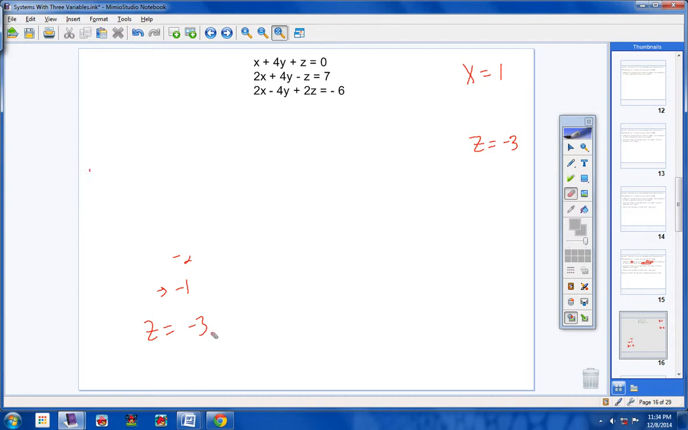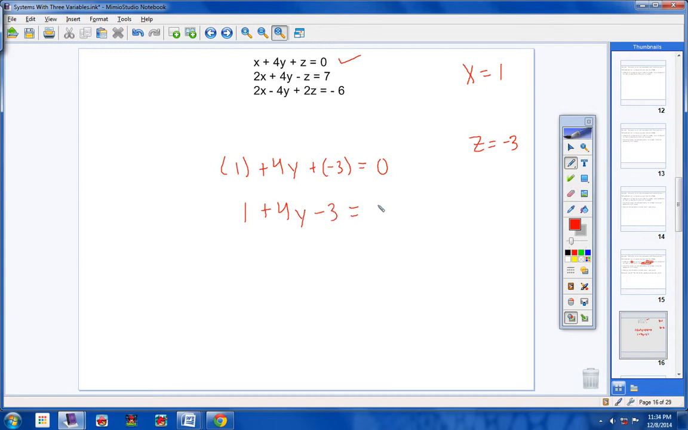Now, we know what two variables are. So you can put a 1 in for x and a negative 3 in for z in any of these equations. This one looks like the easiest one because there's no variables in front of the x and the z. Now you could use any of these. I'm going to use this one here. So x, that's a 1, plus 4y, plus z equals 0.